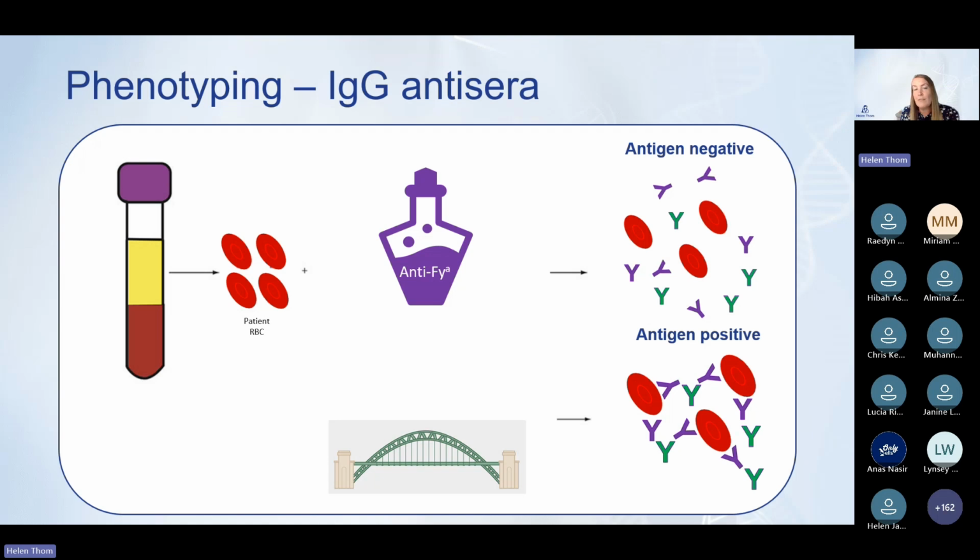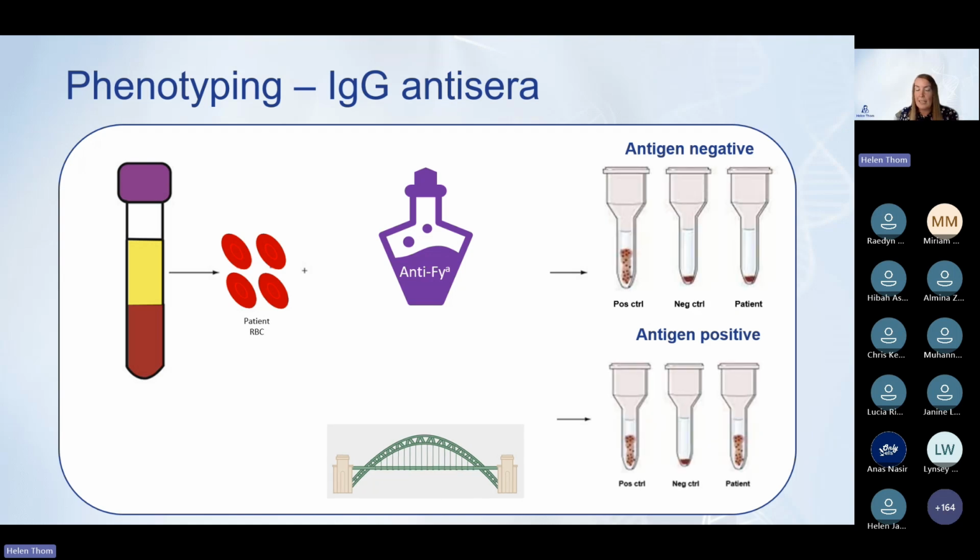So if you're antigen negative, you've got the patient's red cells, the IgG anti-sera, so that's your anti-WA there, and your bridging antibody, but there's no agglutination because there's no binding, there's nothing for the anti-IgG to bind to, so we're all good, you get a negative reaction. But if it's positive, the anti-WA anti-sera will bind to the red cell, and then the bridging antibody will hold them all together, and then this shows that the patient's phenotype contains the WA antigen. So that's how we use it for that.